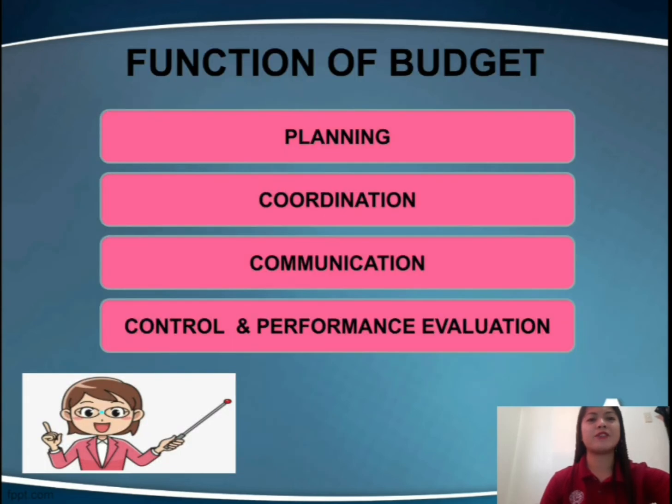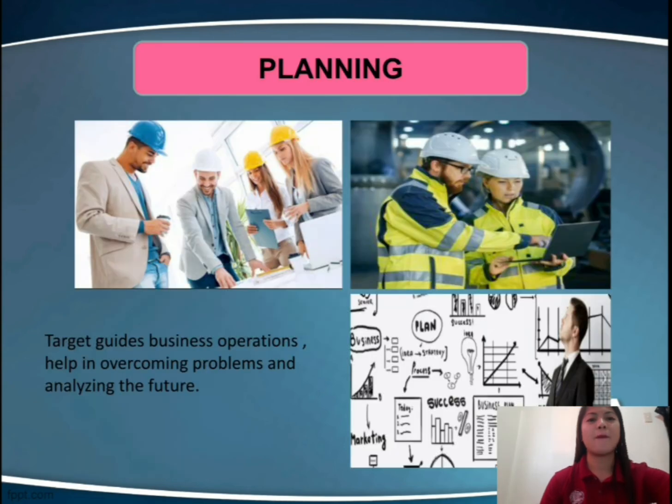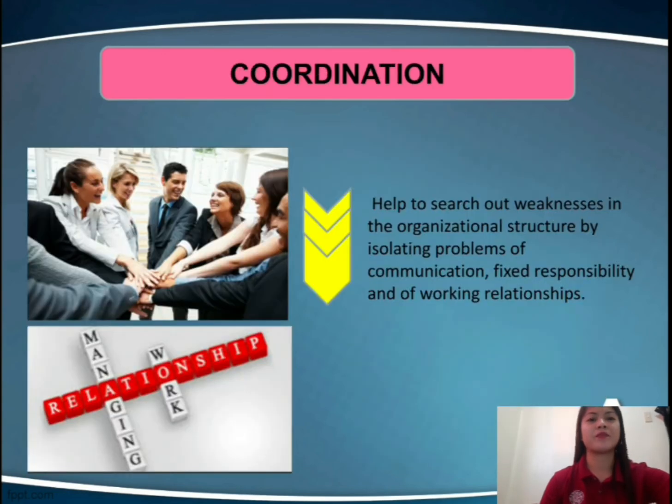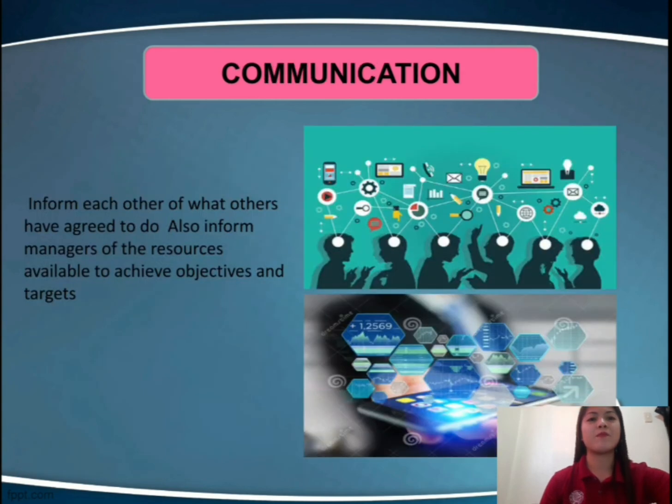We have the functions of budget: planning, coordination, communication, control, and performance evaluation. Planning. Targets guide business operations, help in overcoming problems and analyzing the future. Coordination. Helps to search out weaknesses in the organizational structure by isolating problems of communication, fixed responsibility, and of working relationships. Communication. Inform each other of what others have agreed to do. Also inform managers of the resources available to achieve objectives and targets.